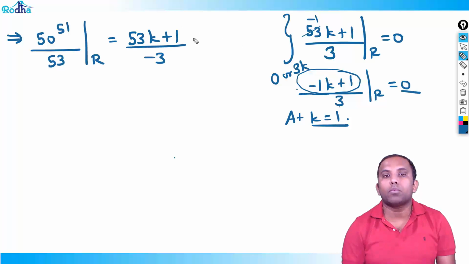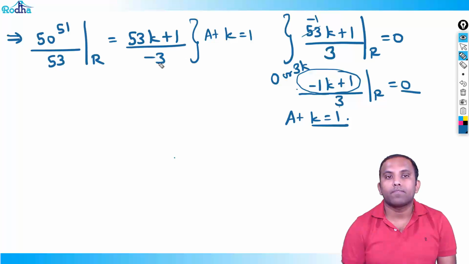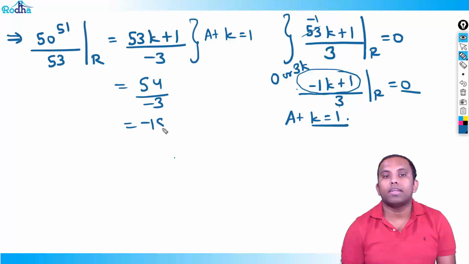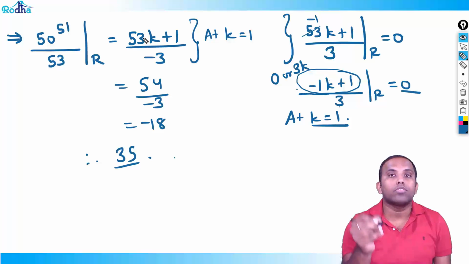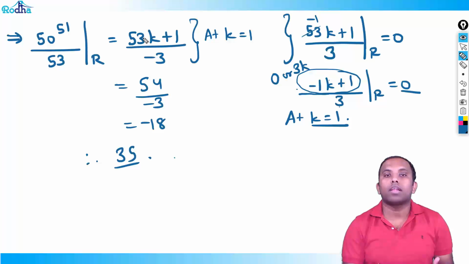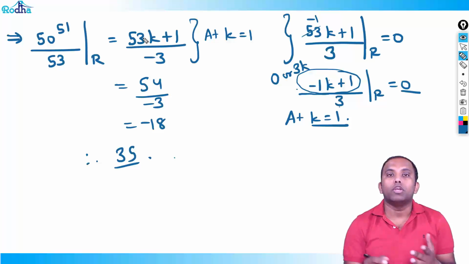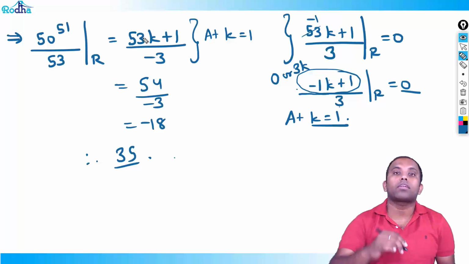So if I put k equal to 1 here, what is the answer? 54 by minus 3, that is minus 18. Hence the answer will be 35. So this is a very good method, because in many cases I simply can't observe at what value of k I'll get the required remainder, to be divisible by 3 sometimes, or divisible by 7 sometimes. So many hit and trials I would need to do.